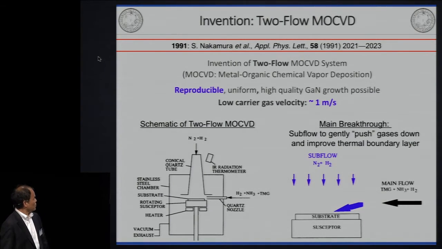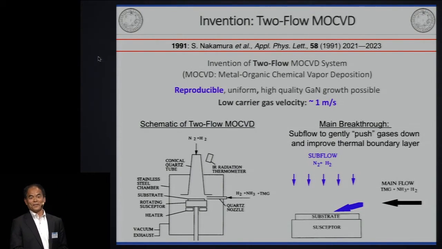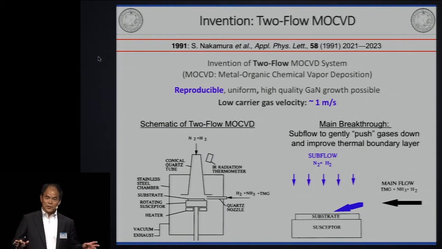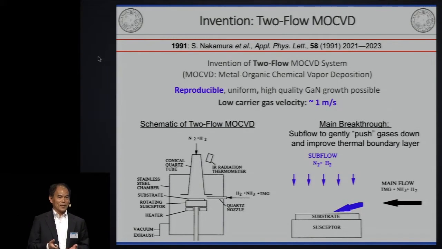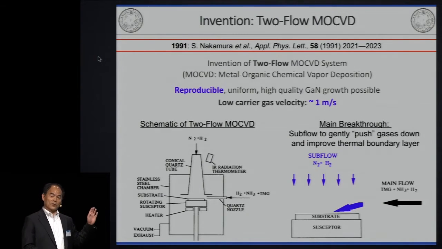And 1.5 years later, I could develop this reactor, which I named 2-flow MOCVD. Usually, MOCVD is one flow, but I added another subflow, so I named it 2-flow MOCVD. This is the biggest breakthrough in my life. Nobody noticed it, and the committee never cited it because this is not related to physics, but it is the most important. Because this reactor is the best in the world, after this invention, any crystal growth was the best in the world. Any device structure was the best in the world. Basically, I invented this in October 1990. Since then, I became the top in this field.